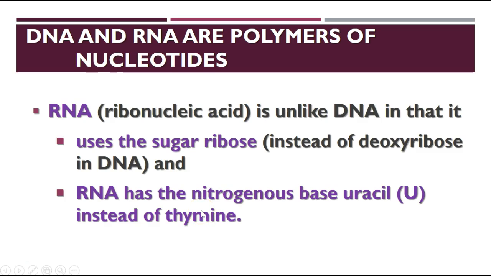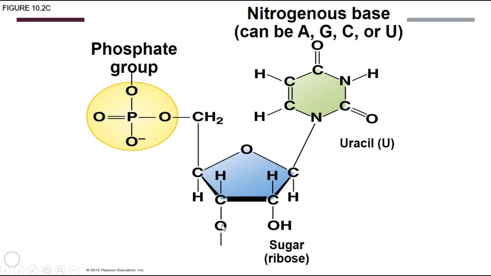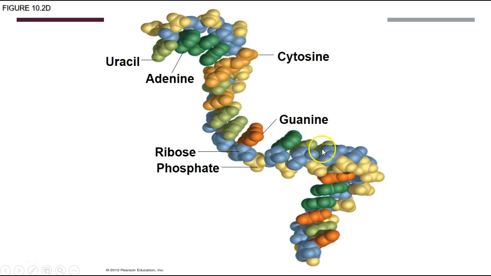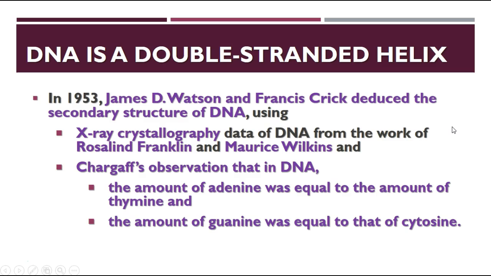RNA is different than DNA because it uses ribose instead of deoxyribose, and it has uracil instead of thymine. It's also usually only a single strand rather than a double one. Here's a uracil nucleotide similar to the thymine one we saw earlier, except it does have ribose sugar rather than deoxyribose and uracil rather than thymine. This is a diagram of an RNA molecule showing you that it's a single chain there of the different bases that are linked together on the sugar-phosphate backbone.